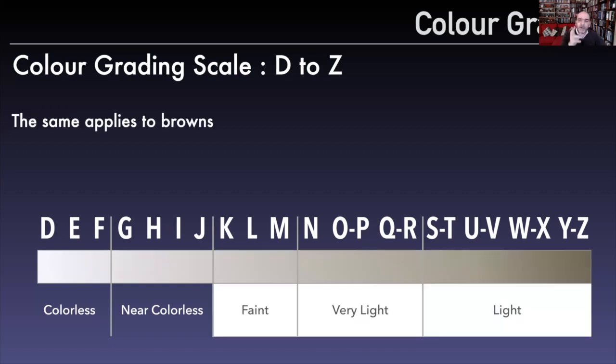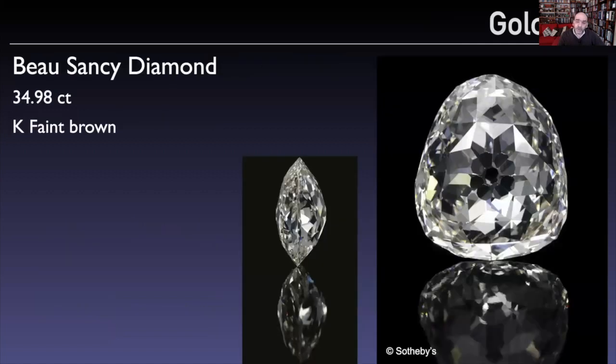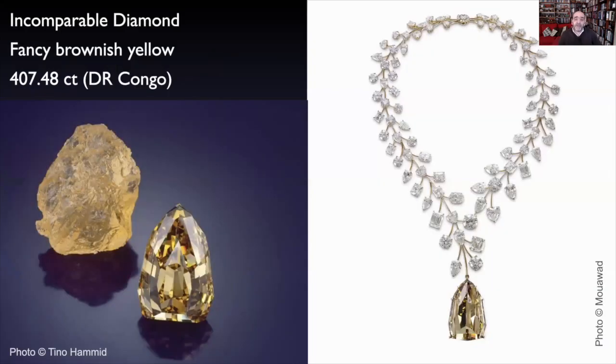When the color of the diamond is not yellow, usually GIA grades the stones with the letter D to Z, if it is within the D to Z, and then if it is more than K color, along with the letter, it also puts the color descriptor. Like, for instance, on this one, remember, the Beau-Sancy, it's a K color, but it's a faint brown. That's how GIA grades it. Of course, if the brown falls beyond the Z color, then we have a fancy color.